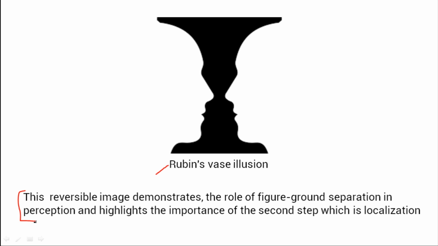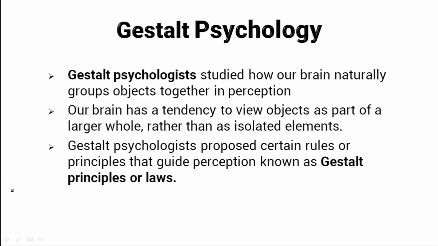Additionally, the study of perceptual organization principles helps us to understand how our brain organizes and makes sense of visual information. Gestalt psychologists studied how our brain naturally groups objects together in perception. They discovered that perception, or this localization, requires not only separating objects from one another, but also organizing objects together so that we can view them. Our brain has a tendency to view objects as part of a larger whole rather than as isolated elements.